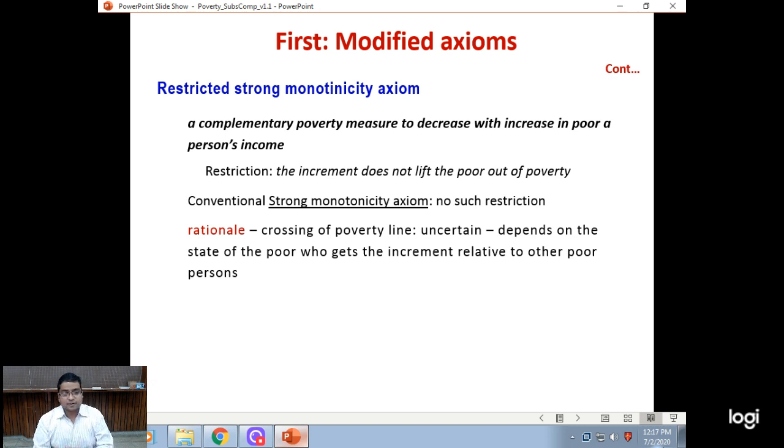So for a complementary poverty measure, the axiom would be called the restricted strong monotonicity axiom, and it would read as: a complementary poverty measure decreases with an increase in a poor person's income, but with the restriction that the increment doesn't lift the poor out of poverty.